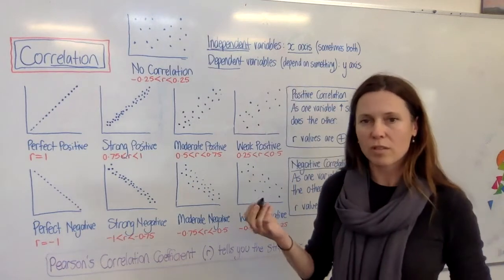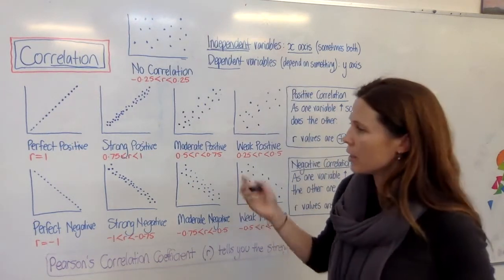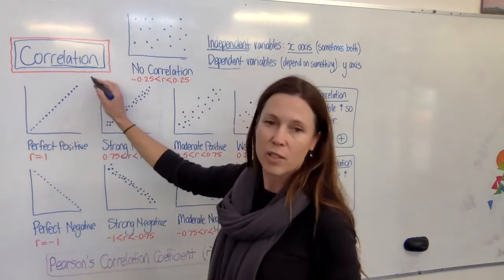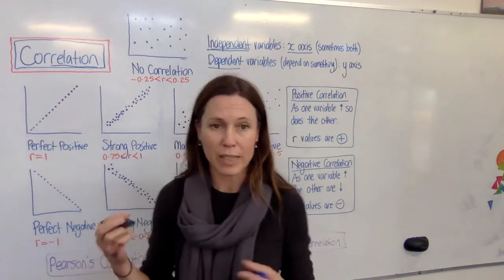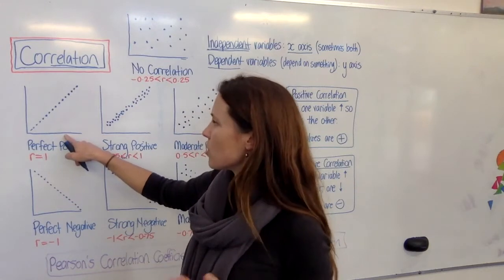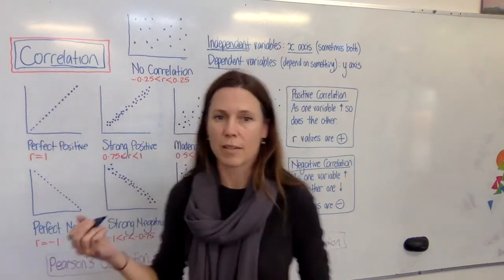Now, how strong the correlation is, well, that depends on how tightly the data is grouped. So a perfect positive correlation has all the data in a perfect straight line. Now, you could rule a line through this, and it would allow you to predict, if someone gave you a value for the x-axis, what value would almost definitely match it on the y-axis.